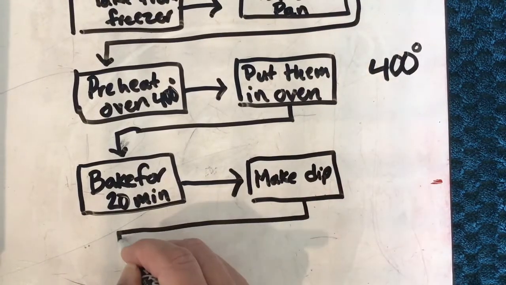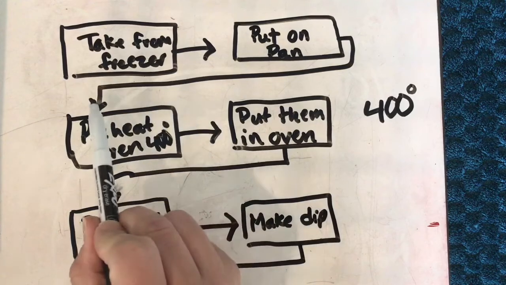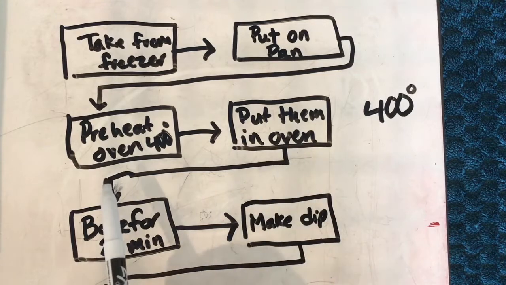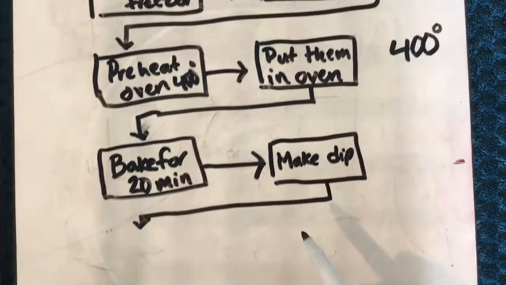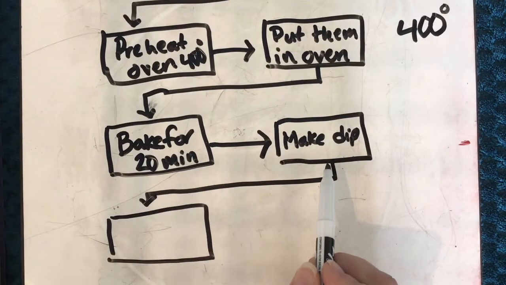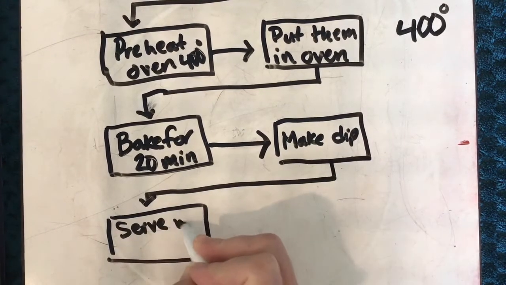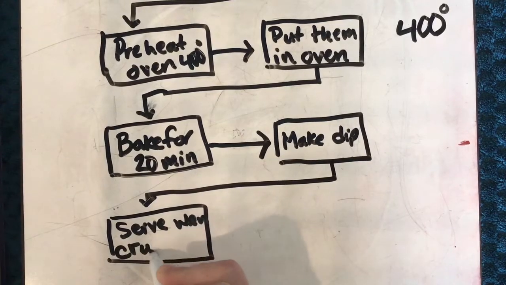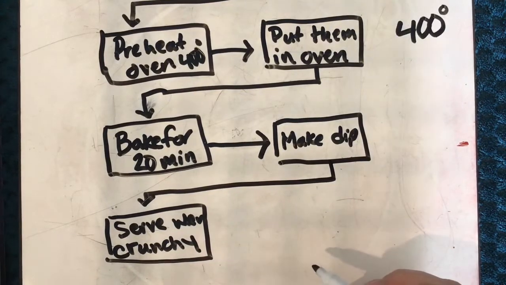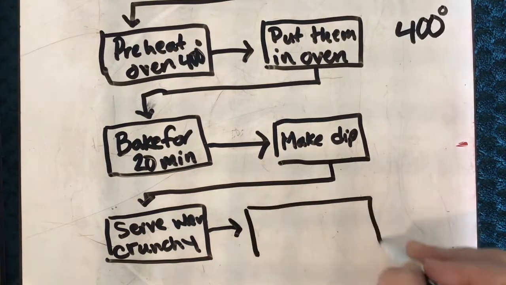Okay? Then I'm going to go down. Remember, my arrows always go from one thing to the next. And remember, my long arrow helps me come back to this one. Shows me I go here next, over to this one, then over to here. My flow map is always flowing like water, right? So I've baked them. I've made dip. And then I'm going to say serve when crunchy. Serve when crunchy. All right, so these are some things. And I also want to include why I like them.